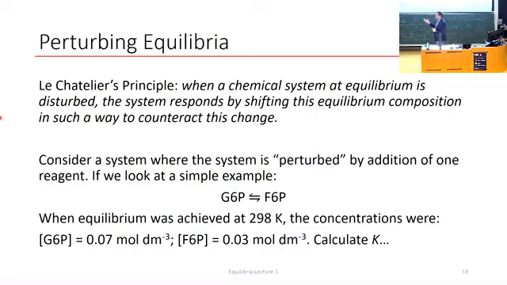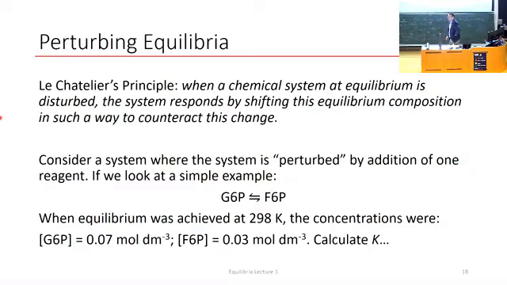And in other language, when the system's at equilibrium, our Q value is equal to K. If we disturb it in some way, we are now changing either the concentrations or the conditions of the system so that Q is now no longer equal to K. So again, we're back to our setup where Q will determine whether the reaction needs to go in the forward or reverse direction.